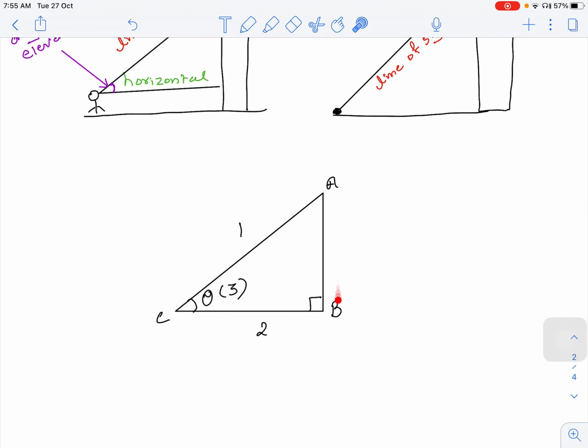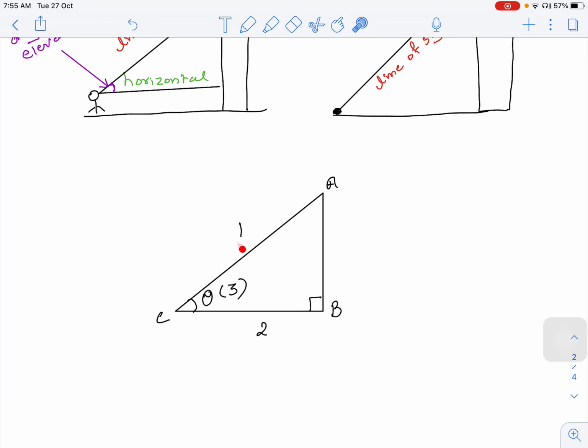Now let us consider that ABC is a triangle where angle B is 90 degrees. That is, ABC is a right angle triangle. In this triangle there are three sides. For finding any side, we should know minimum two things. Either we should know any two sides, then we can find the angle, or if we have an angle and any one side, we can find the third side.